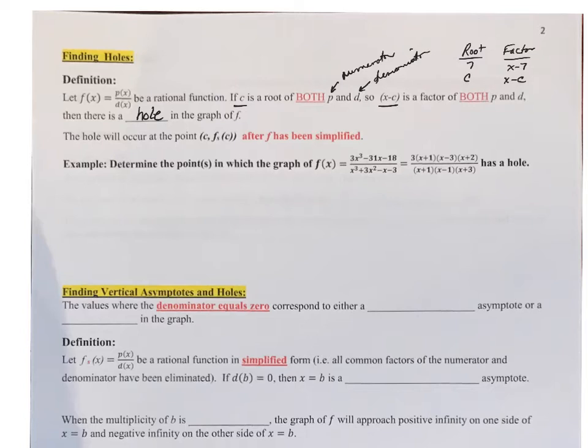Okay, and the hole will occur at the point whatever c is, whatever the value of c is, and then f sub s of c after f has been simplified. Now, this f sub s, we're going to use this notation. So f sub s of x is going to represent the polynomial after we have removed the common factors, after we've eliminated the common factors. So that's the polynomial with the common factors eliminated.